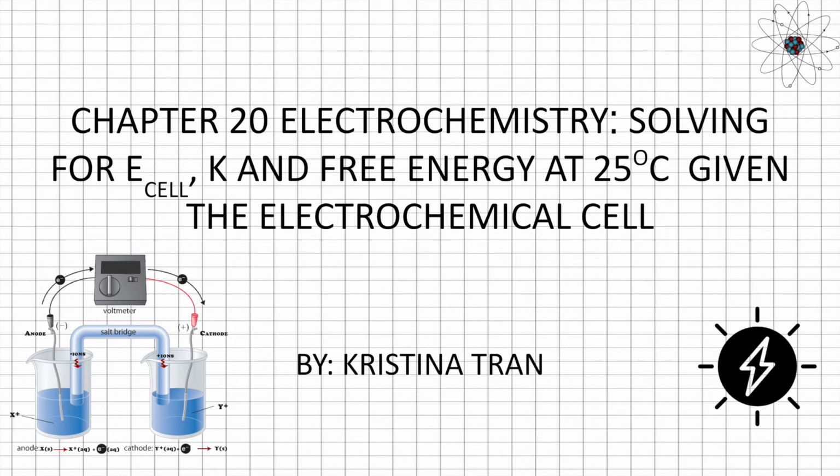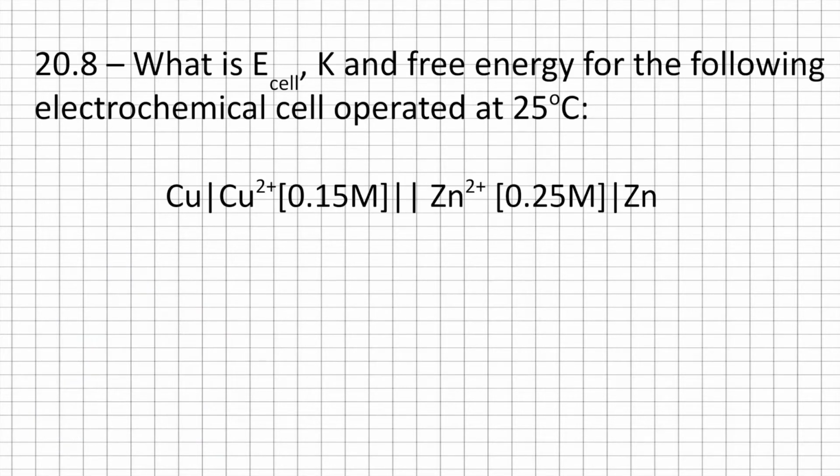Today we'll be doing a problem from Chapter 20, Electrochemistry, about solving for Ecell, K, and free energy at 25 degrees Celsius when given the electrochemical cell. The problem 20.8 reads, what is Ecell, K, and free energy for the following electrochemical cell operating at 25 degrees Celsius? The problem also gives you a cell diagram of a copper solid oxidizing to copper plus 2 and zinc plus 2 reduced to zinc solid.